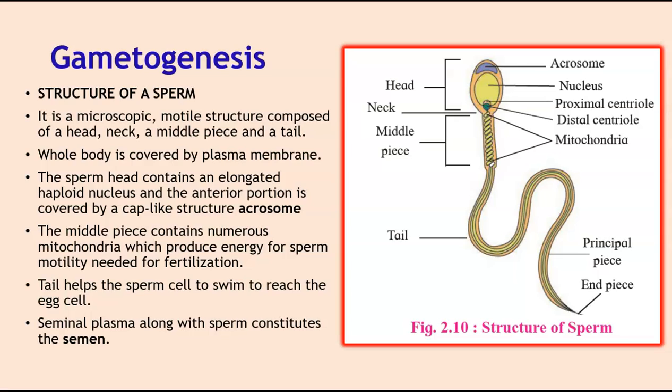The axial filament arises from the distal centriole and travels throughout the length of the tail. It is partly surrounded by plasma membrane. The part without the plasma membrane is called the end piece. This is located here. This is the end piece. Now, the seminal plasma along with sperm constitutes the semen.